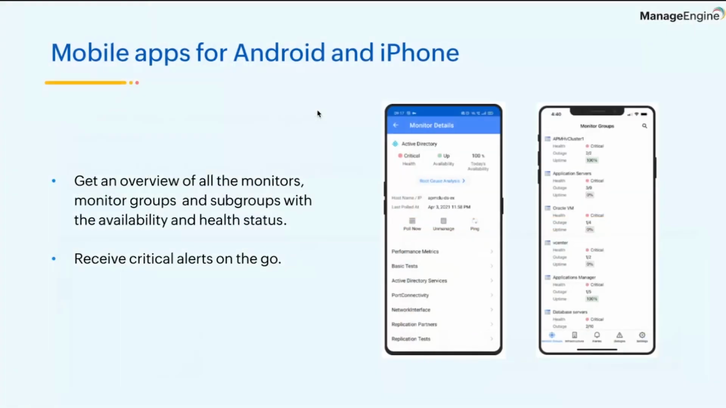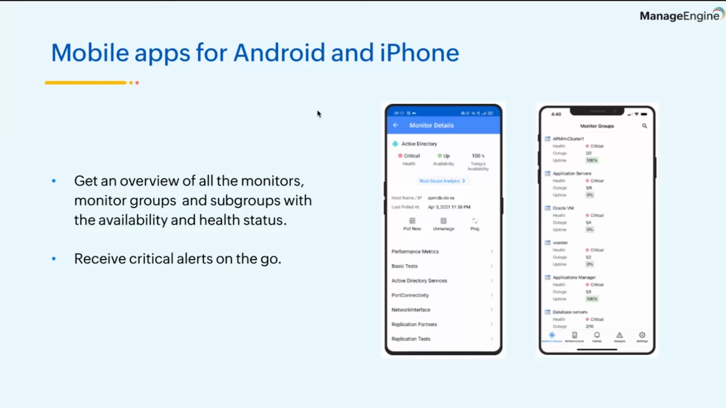Additionally, I'd like to let you know that we also provide mobile apps for Android and iPhone users. By installing the Applications Manager mobile app, you'll be able to get an overview of all the monitors, monitor groups, and subgroups with their availability and health status. And you'll also be able to receive critical alerts on the go. We will provide a link for installing the Android as well as iPhone versions in the chat panel, and you'll be able to quickly install the same.